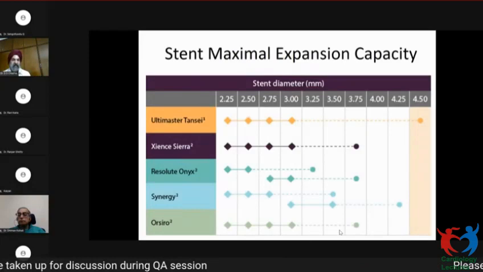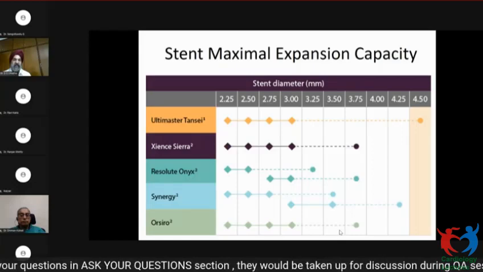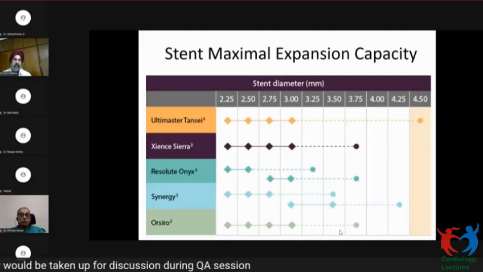Well, it is always very important to know the stent maximal expansion capacities. It's there in all the IFUs. It's strongly recommended that for all the stents, you should have this chart in the cath lab, so that you can use this chart and blow up stents to their larger recommended sizes.